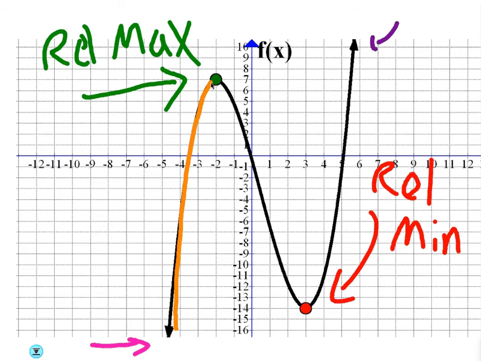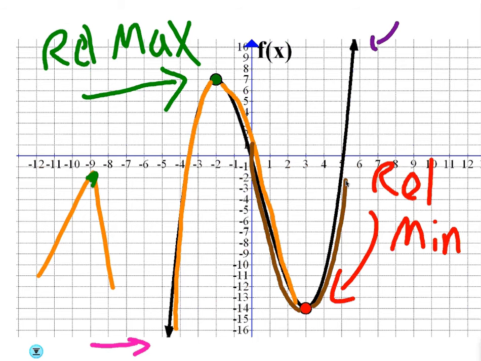A relative max is where it goes from increasing to decreasing. Okay? And it doesn't have to be curvy. If it went like that, this point right here would still be a relative max because it goes from increasing to decreasing. Pretty simple, right? So what do you think a relative min is? Goes from decreasing to increasing. If it were to go to decreasing and then something else happened, let's say it ended up flattening out, it would not be a relative min. It has to transition from decreasing to increasing.